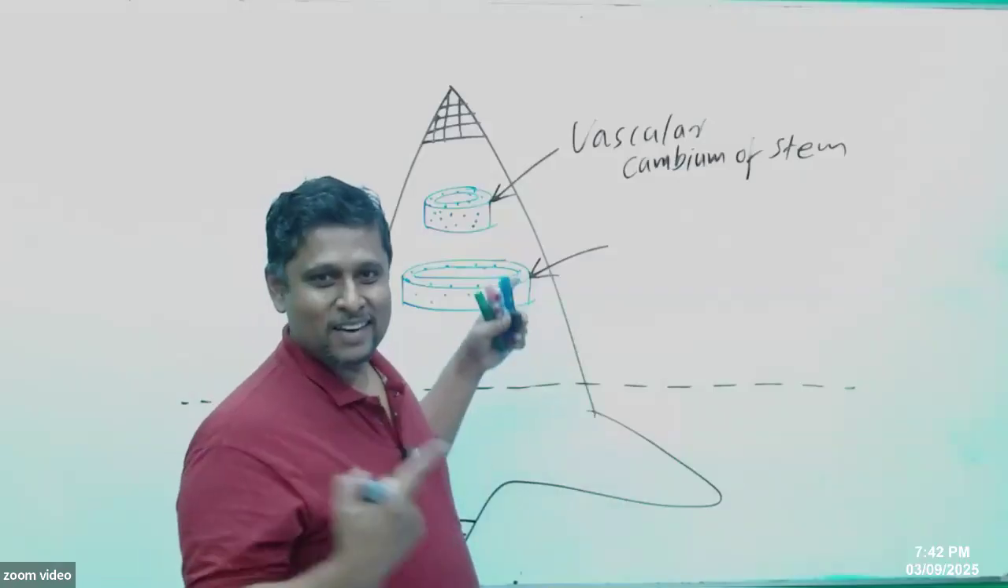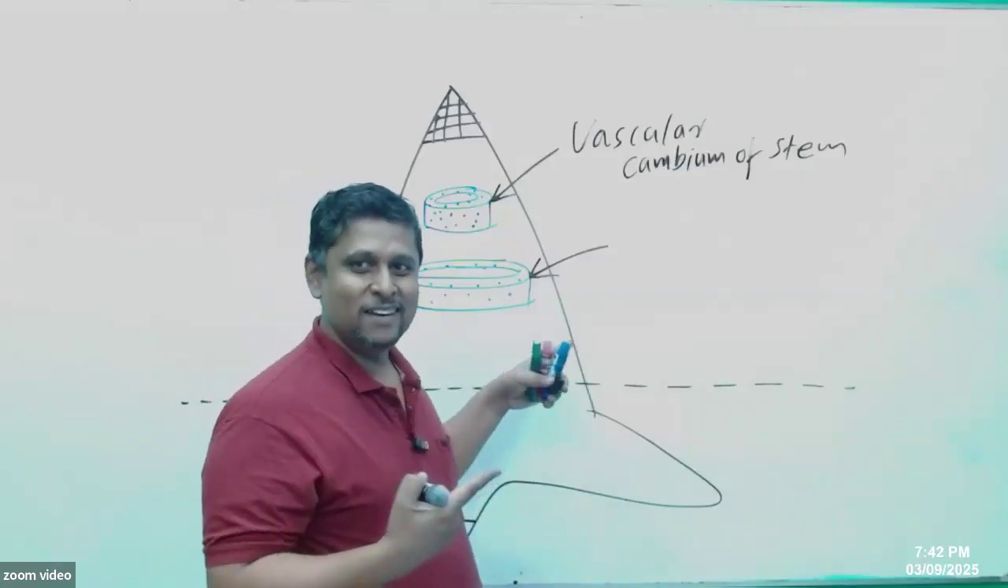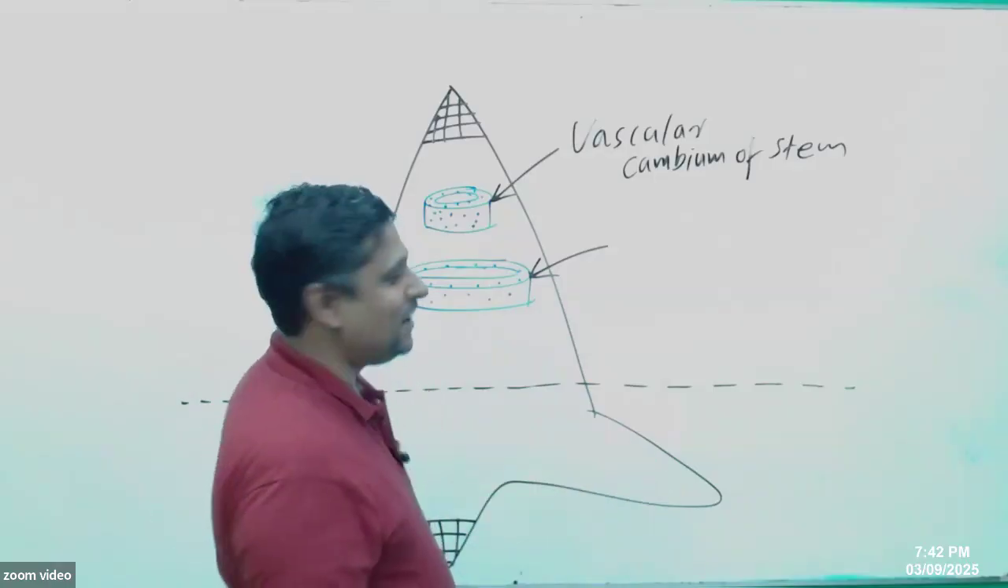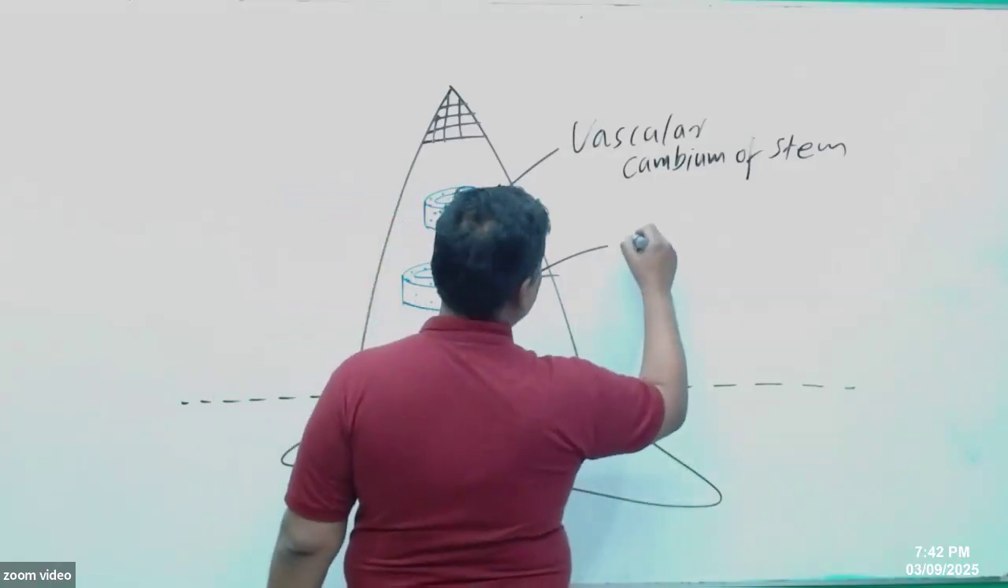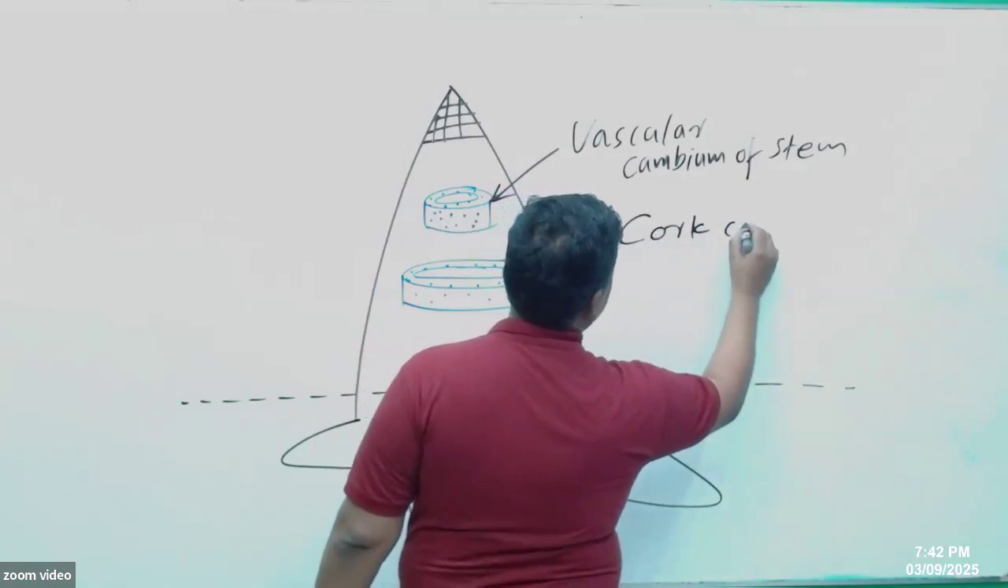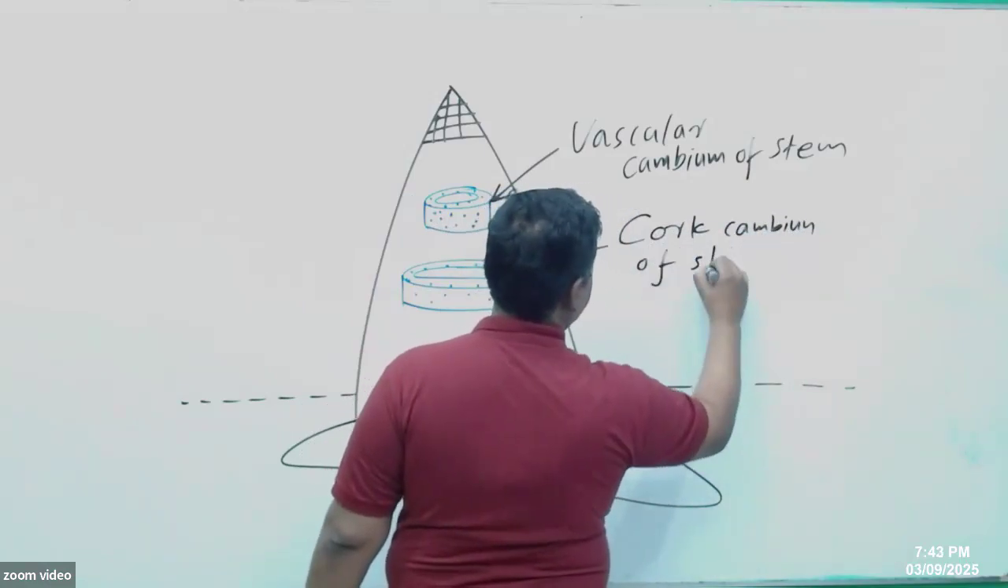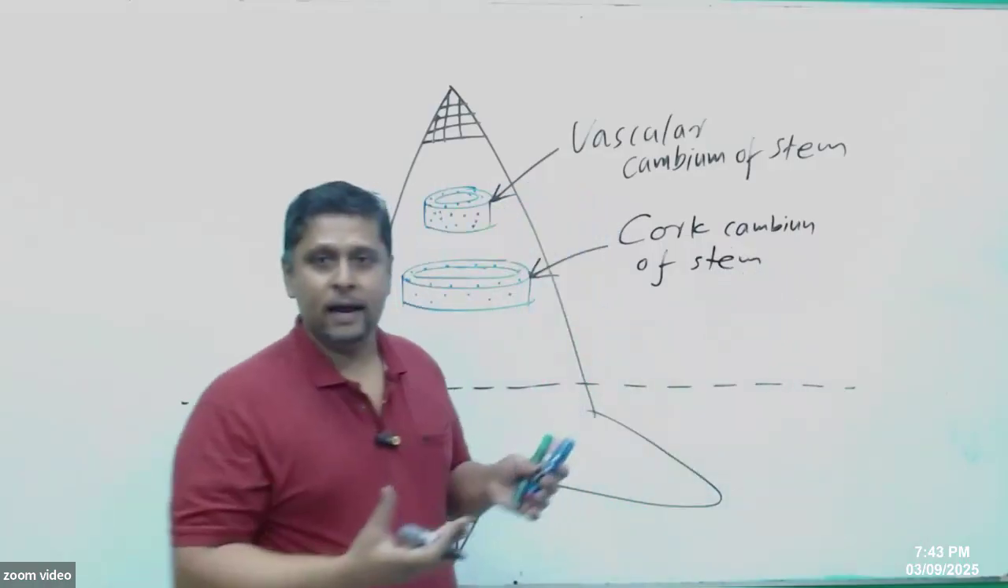Come on. Can someone tell me what this is? No one is going to tell that. Okay, so that's bad. So what is this one, people? This we call the cork cambium of the stem.